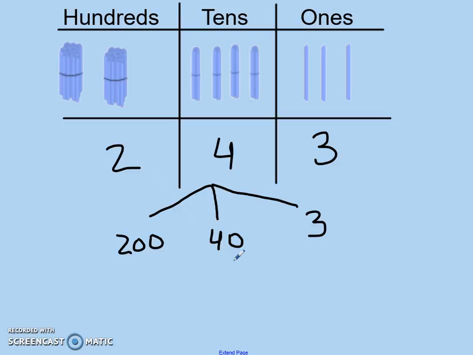Today, we're going to use our number bond to write what is called expanded form. When I write a number in expanded form, I take the values of the hundreds, the tens, and the ones, and I add them together with the plus sign. So my expanded form for 243 would look like 200 plus 40 plus 3. I can use my number bond to help me write my expanded form for each number.